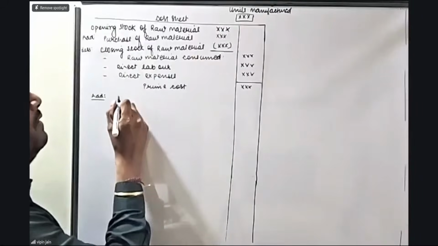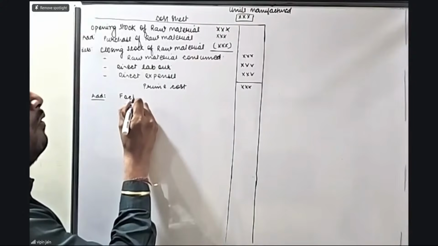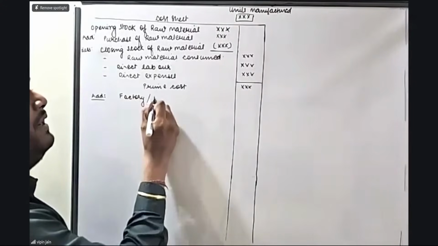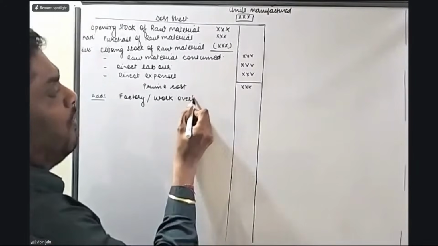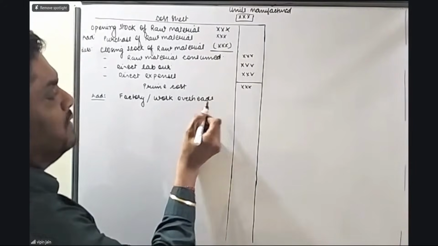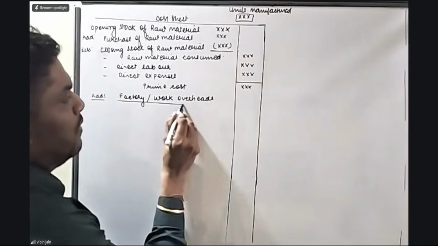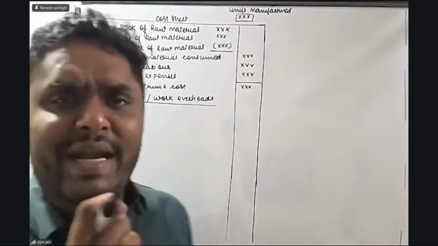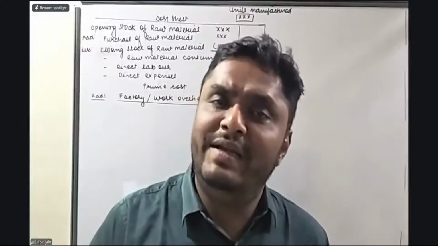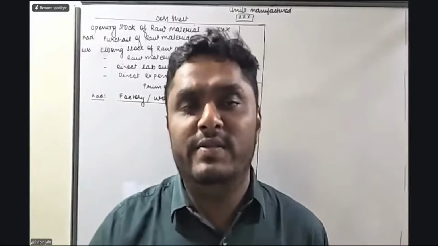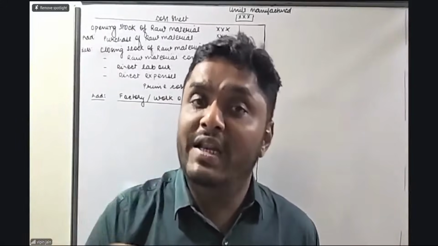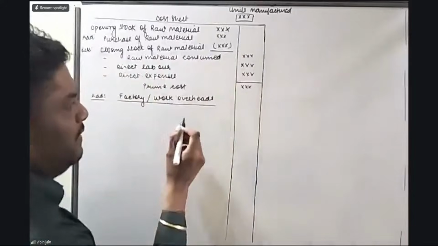So add factory overheads, or works overheads. Whatever the indirect costs that are incurred at the factory level, be it indirect material, indirect labor, indirect expenses, but very important, at the factory level will be written.